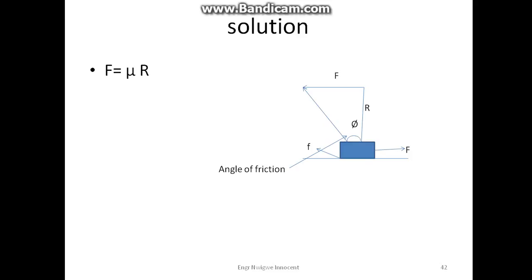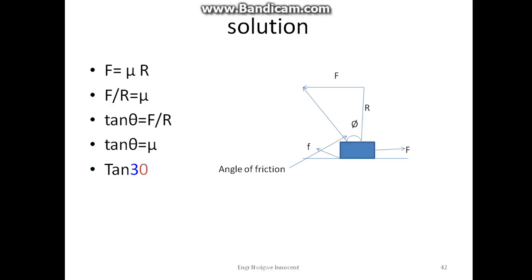We know that limiting frictional force F is equal to coefficient of friction mu times normal reaction R. Making mu, the coefficient of friction, the subject of the formula, we have limiting frictional force over normal reaction. Therefore, tan theta is equal to limiting frictional force over normal reaction. Tan theta is still equal to the coefficient of friction. Therefore, tan 30 is equal to the coefficient of friction.